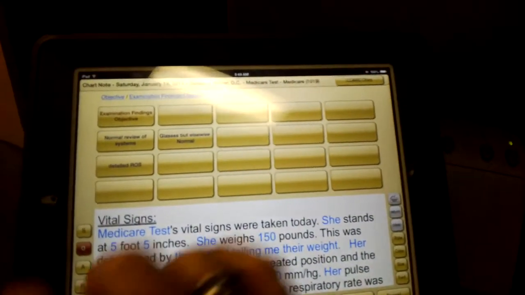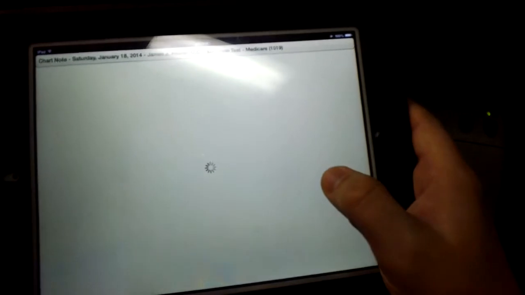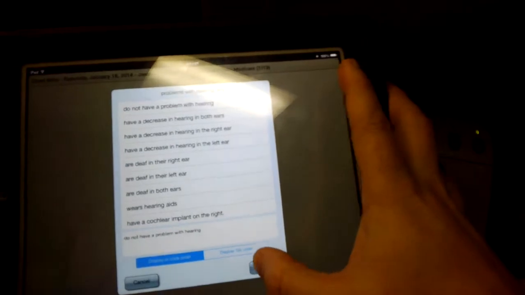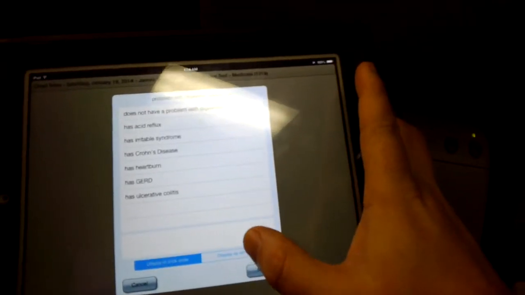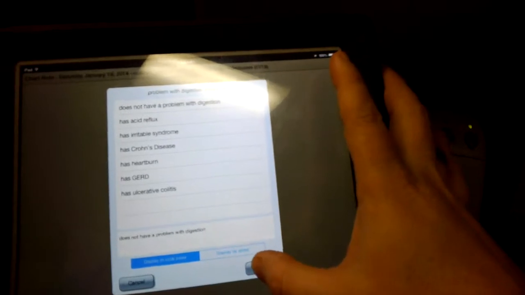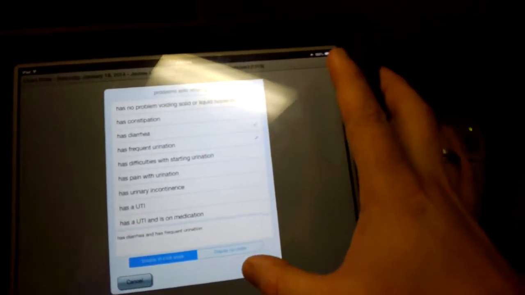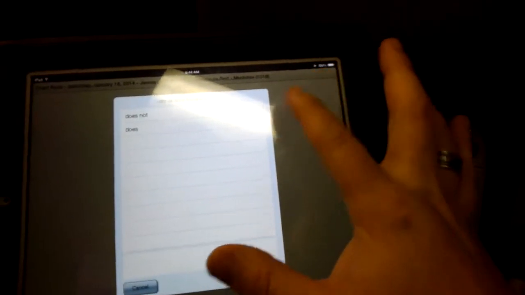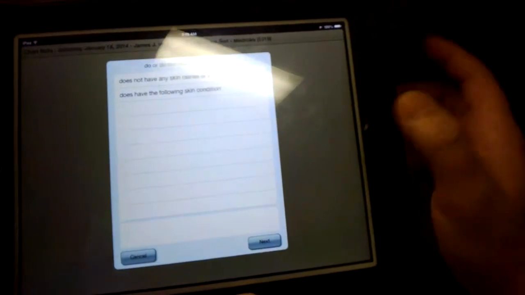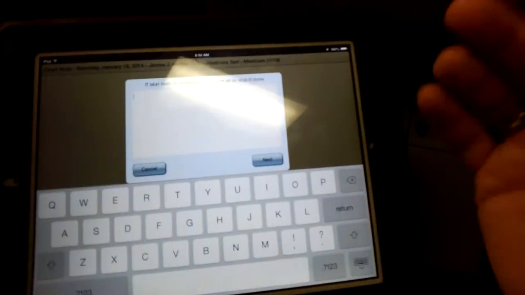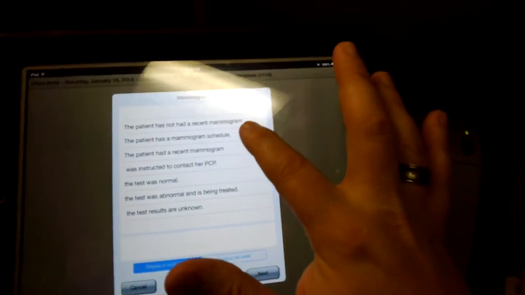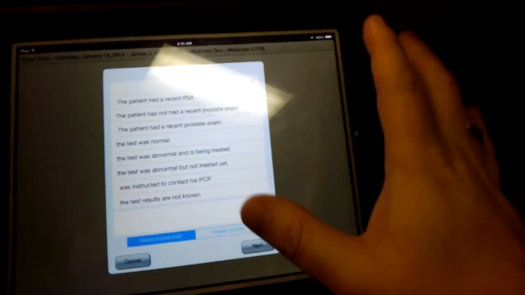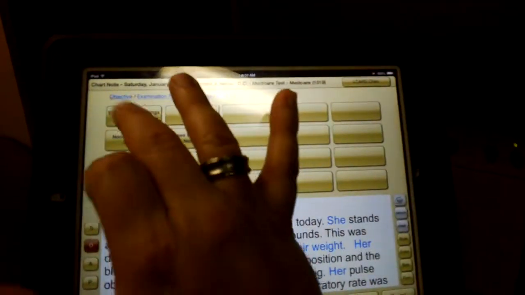We're going to go over a review of systems. We're going to say detailed review of systems, that this person wears prescriptive bifocals. They do not have a problem with hearing, but they do have a decreased sense of smell. They have no problem with digestion. They do have diarrhea and frequent urination, and they have a history of asthma. We can say also that they do not have any chest pain. We can also go further saying they do not have any skin rashes, or we could describe the rash if they had one right there. The patient has had a recent mammogram and the test was normal. So we'll get that. Person's not a male, so we'll take away prostate.